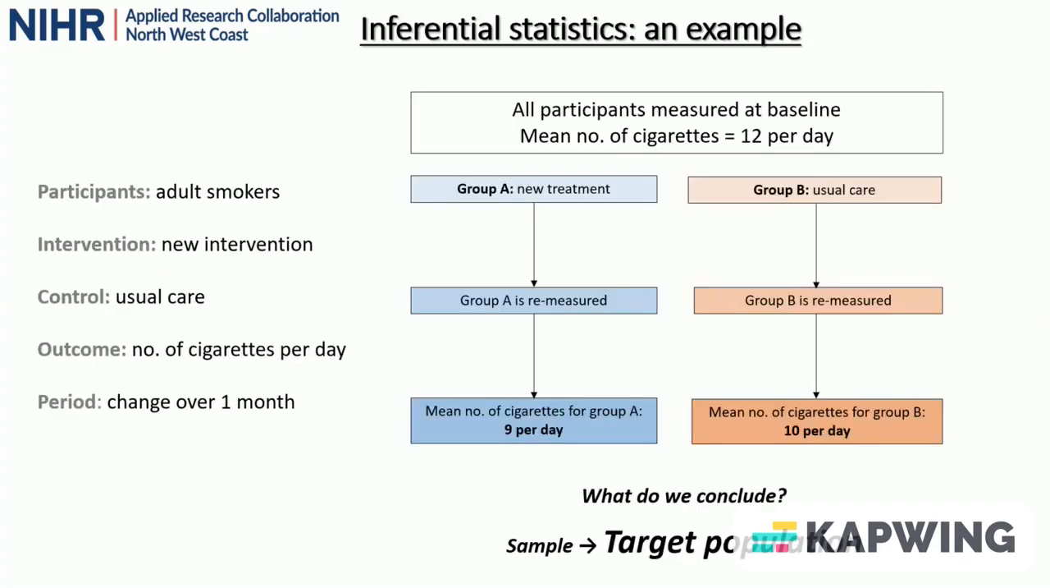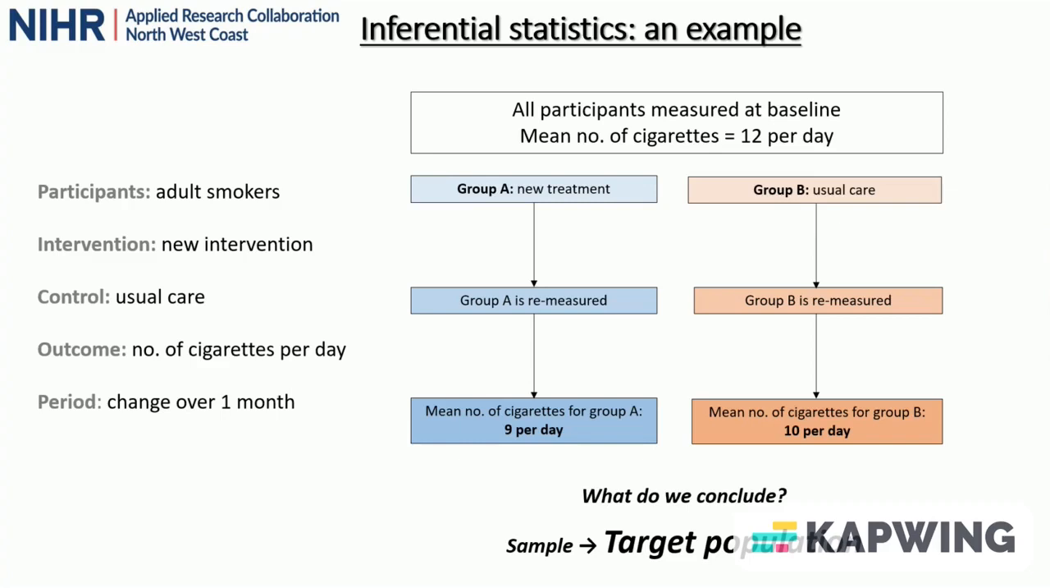First of all, I just want to explain very quickly why inferential statistics matters. Say that we have a hypothetical study where our participants are adult smokers, and we are trying to compare two interventions. First, the new intervention, so a new smoking cessation therapy, for example, and the alternative intervention will be our usual care. The outcome we try to estimate will be the number of cigarettes per day. So we're trying to compare whether the number of cigarettes per day for the people in the intervention group versus people in the control group has changed during the study period. And the study period is 1 month. So we try to evaluate a change over 1 month.